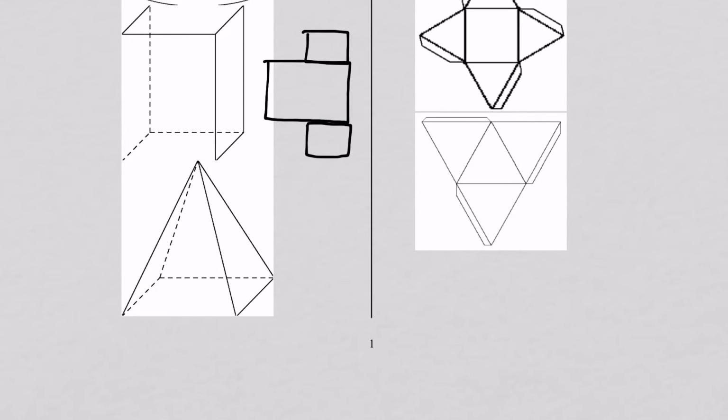Alright, and the last one is a pyramid. What you want is a square base and then triangles coming out of each side. And that creates a perfect square pyramid. Alright, let's look at number 2 real quick then.